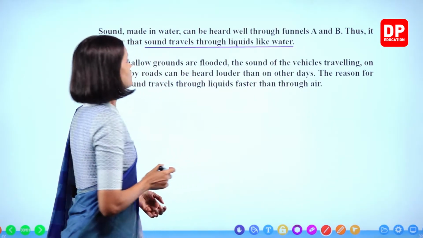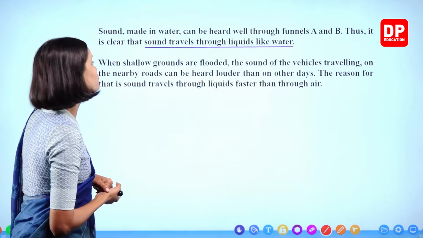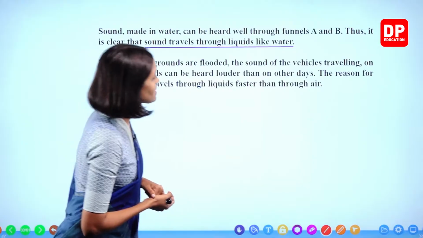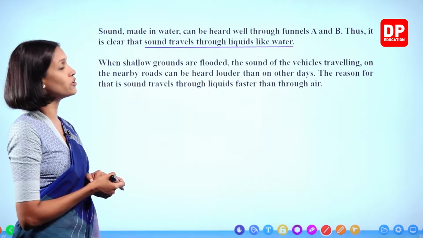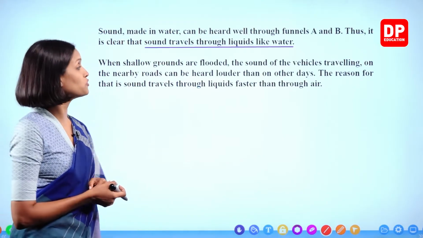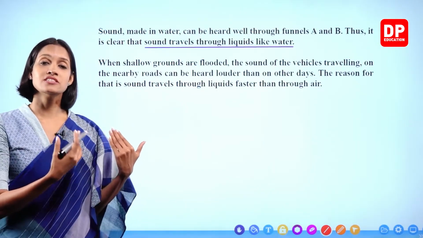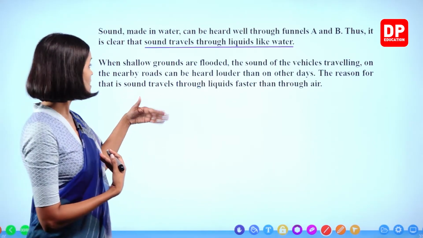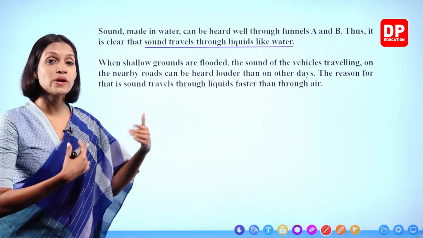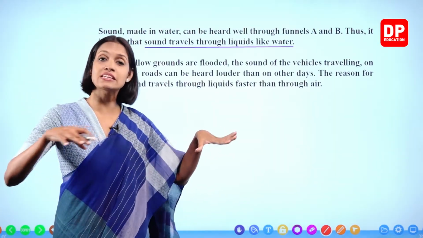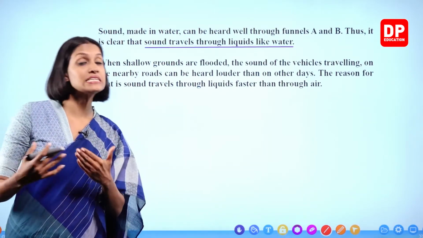Right. Okay. Here it's given, when shallow grounds are flooded, the sound of the vehicles traveling on the nearby roads can be heard louder than on other days. Right? If you all are living roadside, you can hear the sound of vehicles. If you have experienced this type of situation, you must have understood that when it's raining, especially if the area is a little flooded, you can hear the sound of the vehicles more intensely.